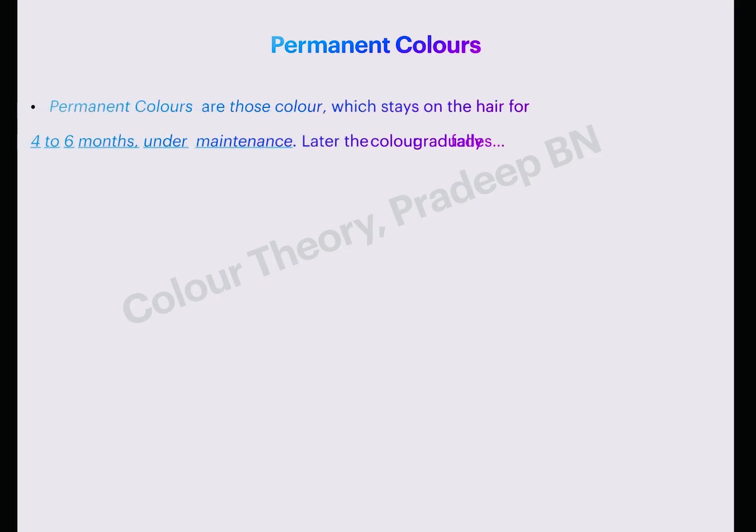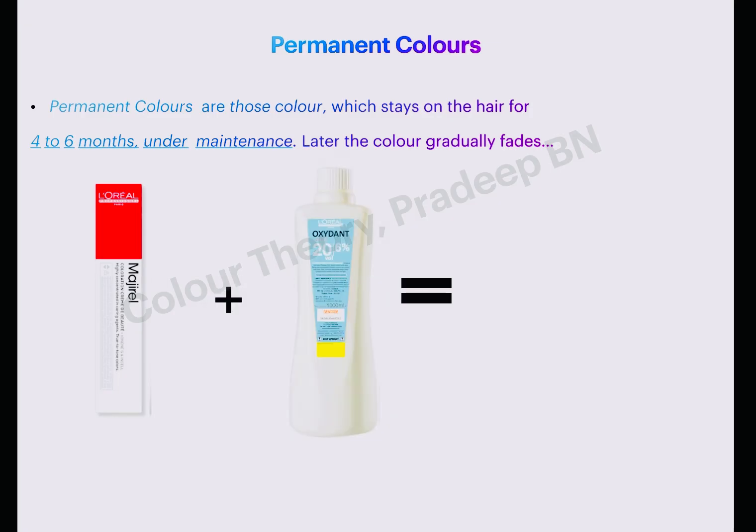Now let us try to understand what permanent colors are. Permanent colors are those colors which stay on the hair for 4 to 6 months under maintenance. Later on the hair color gradually fades away. I will show you how the permanent color looks. You can see the color tube and developer. You have to mix these together and apply it on the hair for permanent color.